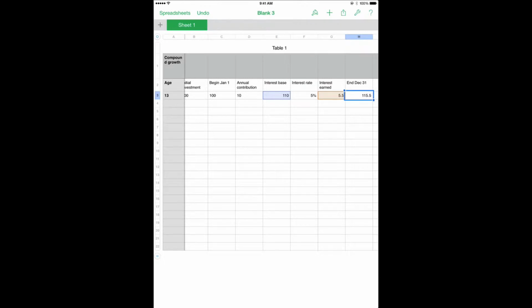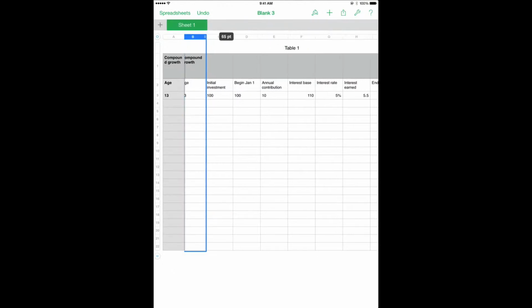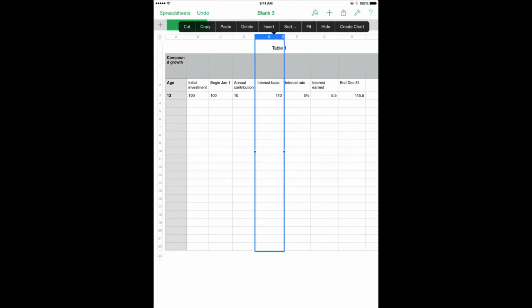We got to get this all to fit nicely on one page. So I'm going to narrow these a little bit. Let me do that. Just move it over there. These are fat columns. Got to thin them down. He's going tight.